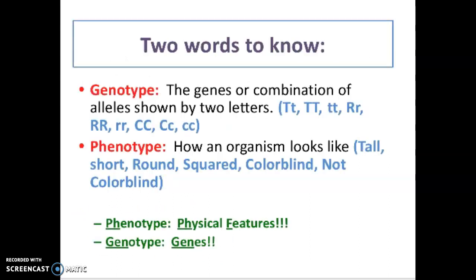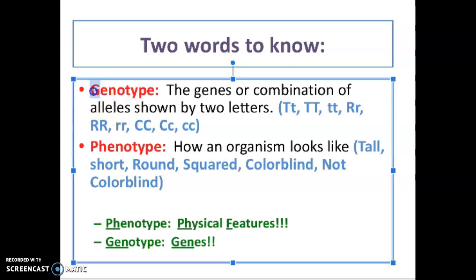Now, there are two words you have to remember. One of them is called genotype. It starts with the letter G. Just think of genes, okay? We represent genes as letters. We talked about this. There are typically two alleles for every gene. So we represent these genotypes by letters.